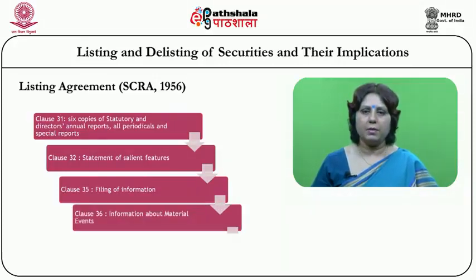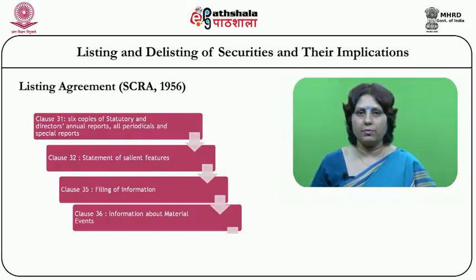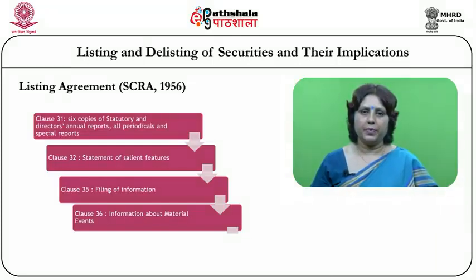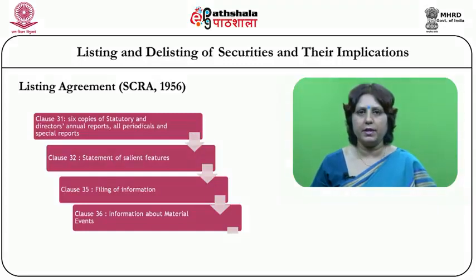Clause 36 is about information on material events which happen in the company's operations, like strikes or lockouts, or closure on account of power cuts. If any such closure occurs, then the company has to inform the stock exchange both at the time of the occurrence of this event and when this event comes to an end.